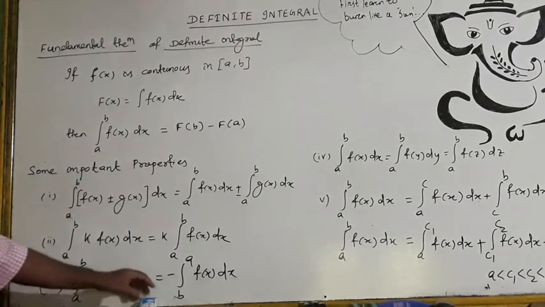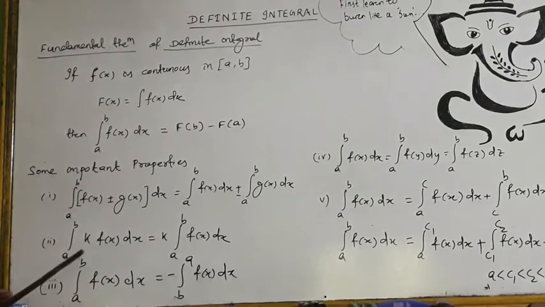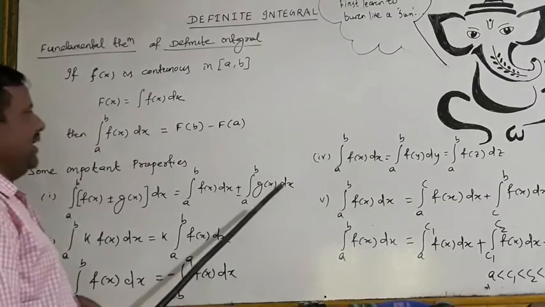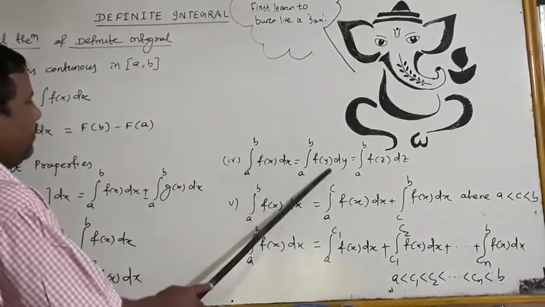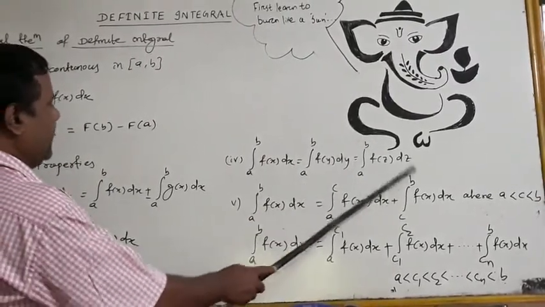The third property: the integral of f(x) dx from a to b is equal to minus the integral from b to a of f(x) dx. And the fourth property is a very interesting property: the integral from a to b of f(x) dx is the integral from a to b of f(y) dy, which is the integral from a to b of f(z) dz.